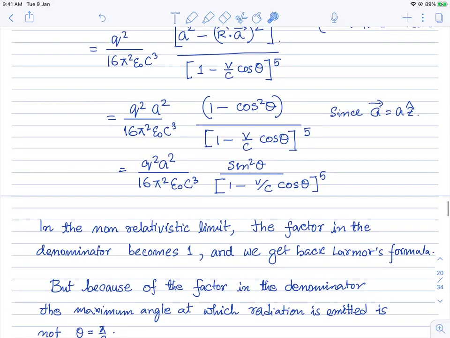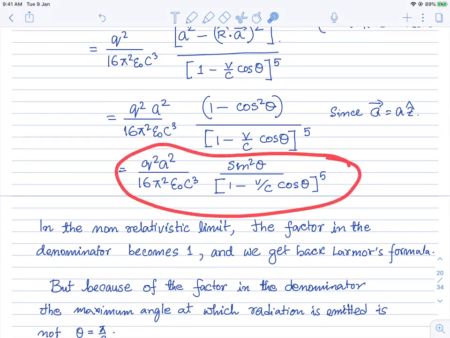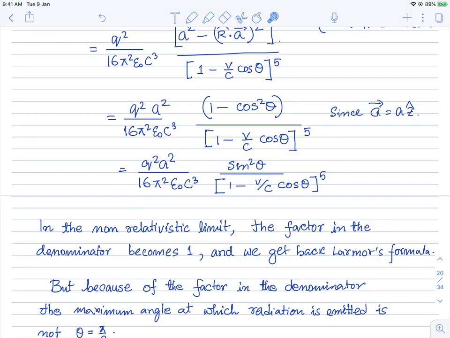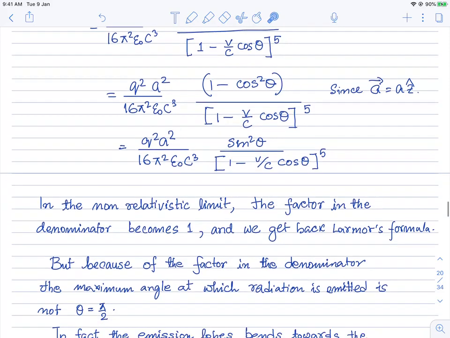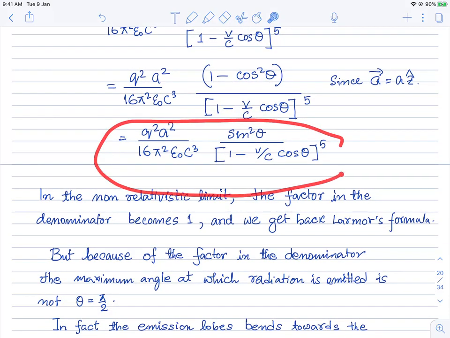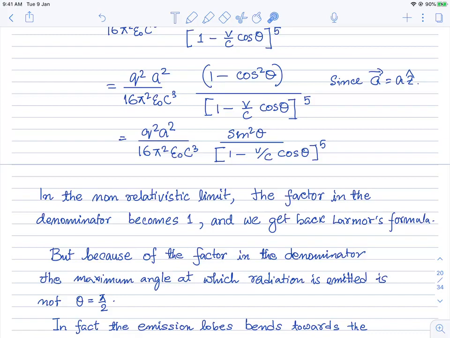So you see, finally we can write this formula down, where again, if you see v by c, if this goes to 0, then this is sine squared theta, and we are reduced to the previous case. Okay, so this is the generalization, if you like, for the case where velocity is parallel to acceleration. This is a generalization of that formula, of the Larmor formula, if you like.